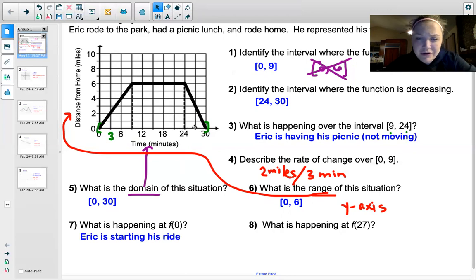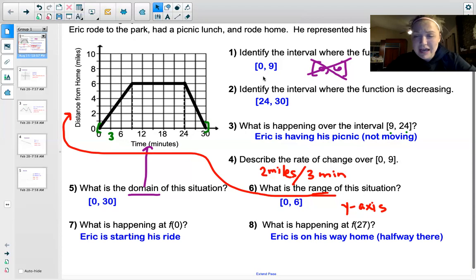Okay, so at f of 27, 27 would be before 30. Looks like he's halfway home. He's on that downhill. So I would say Eric is on his way home. He's halfway there. All right, this whole page of example is supposed to be brand new to you. So if this felt super weird and kind of uncomfortable, if this was all new information, welcome to 4th term.